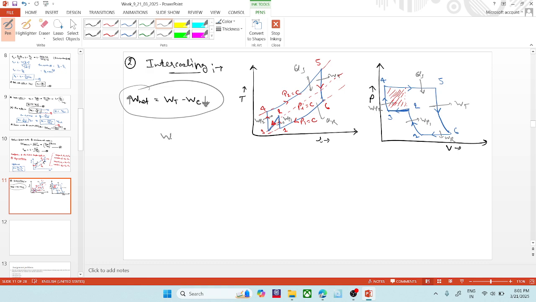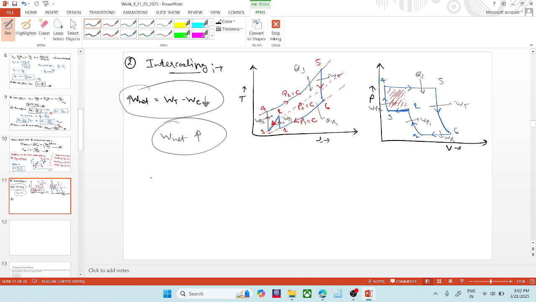So here W net is increased by the help of intercooling. However, the efficiency will get decreased, but W net will get increased. Next, the reheating. The third process is the reheating.